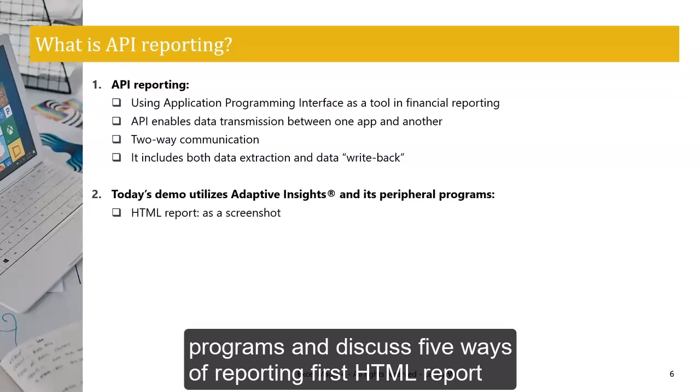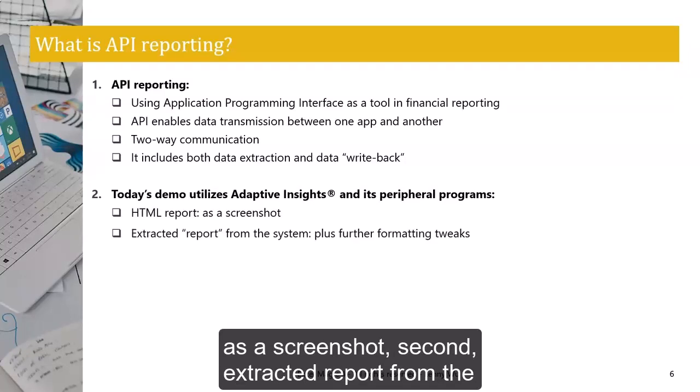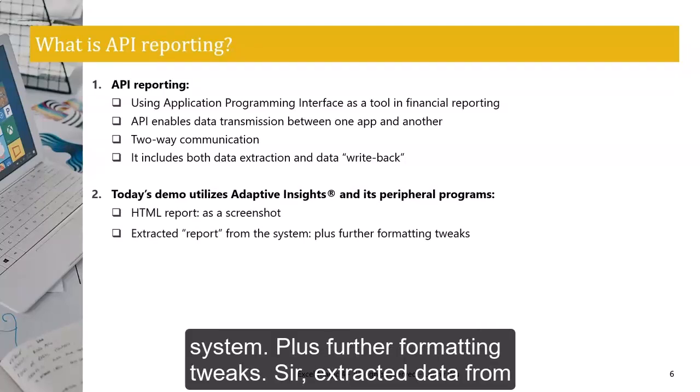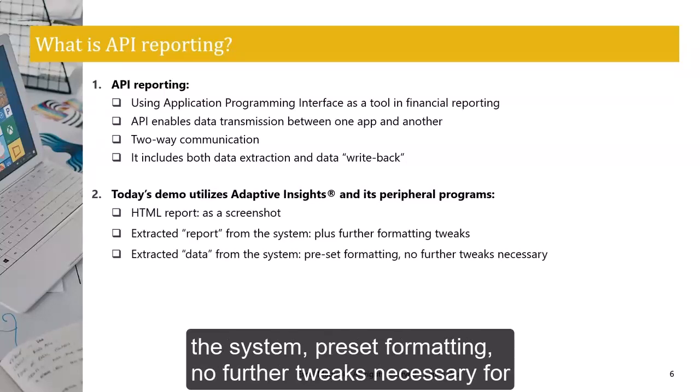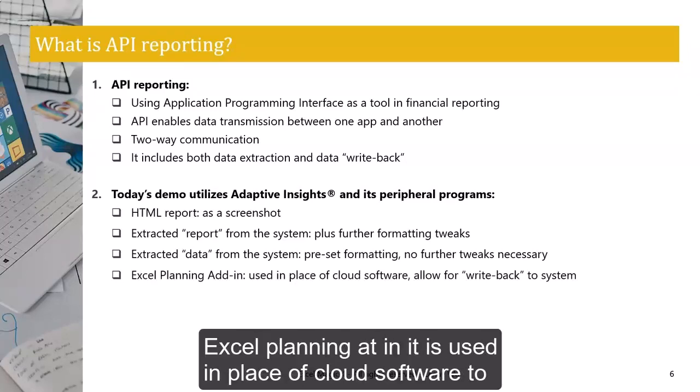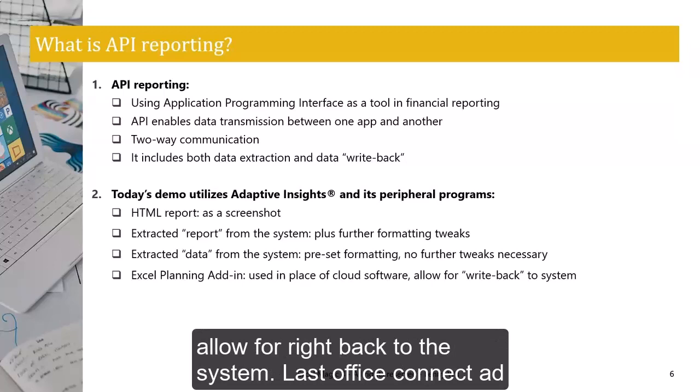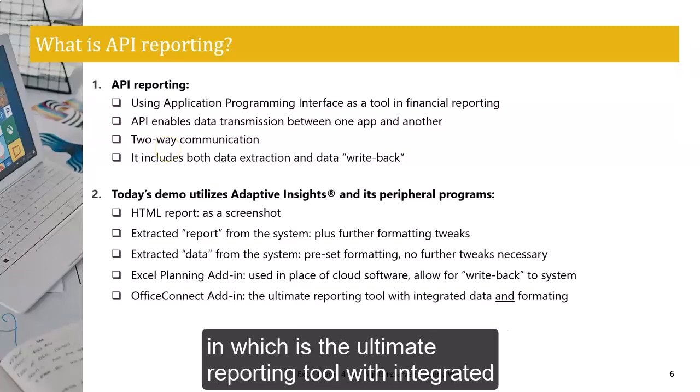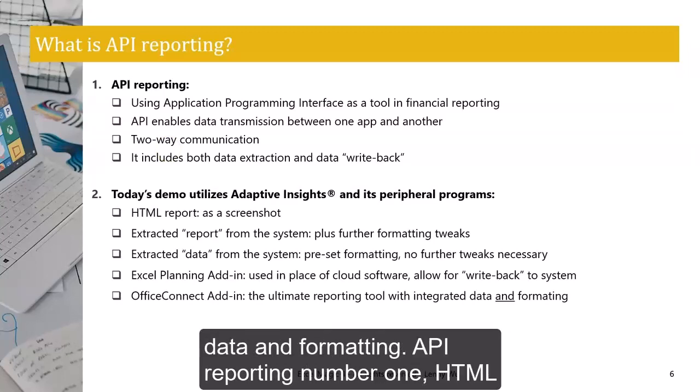First, HTML report as a screenshot. Second, extracted report from the system, plus further formatting tweaks. Third, extracted data from the system. Preset formatting, no further tweaks necessary. Fourth, Excel Planning add-in. It is used in place of cloud software to allow for write-back to the system. Last, Office Connect add-in, which is the ultimate reporting tool with integrated data and formatting.